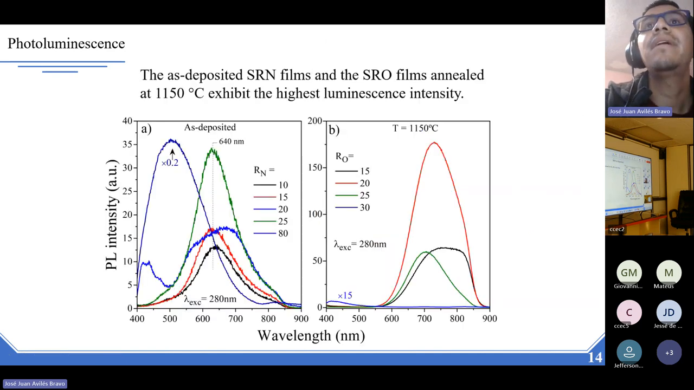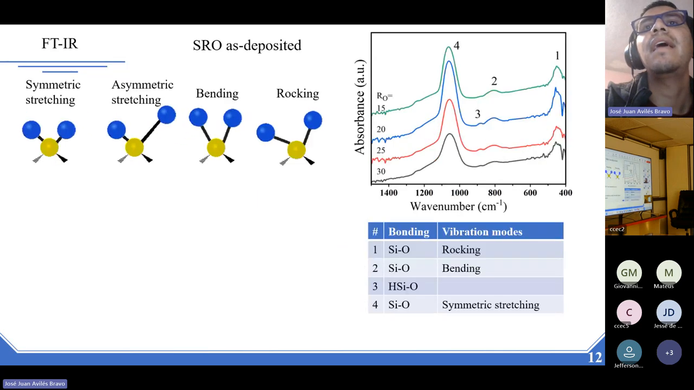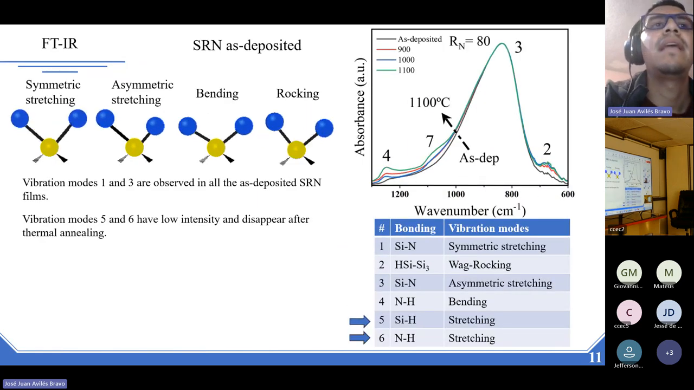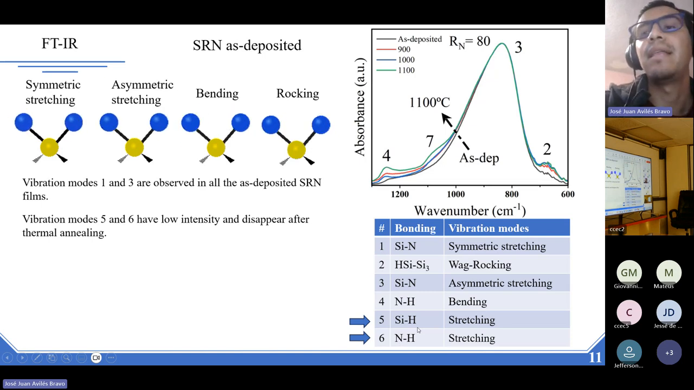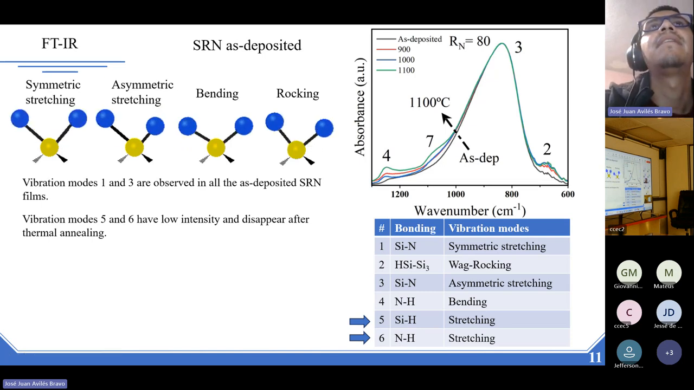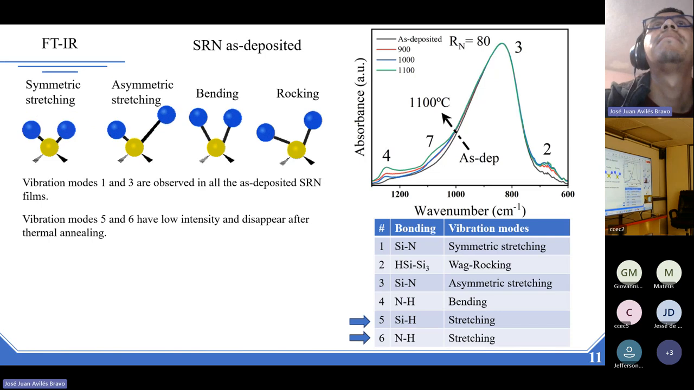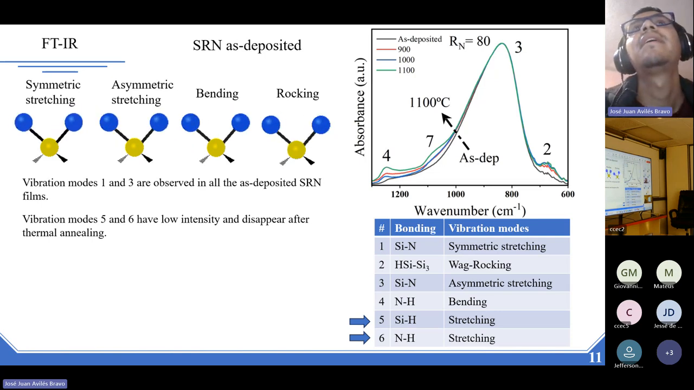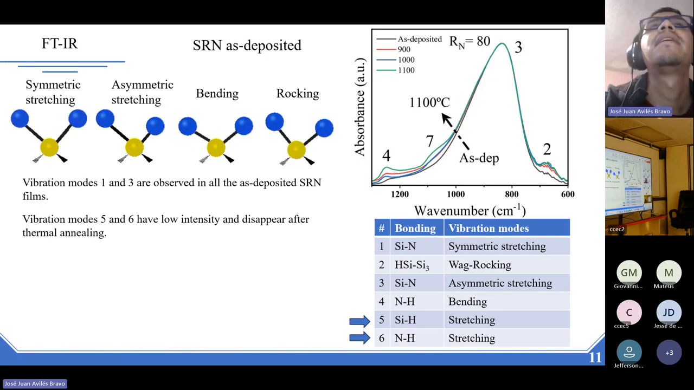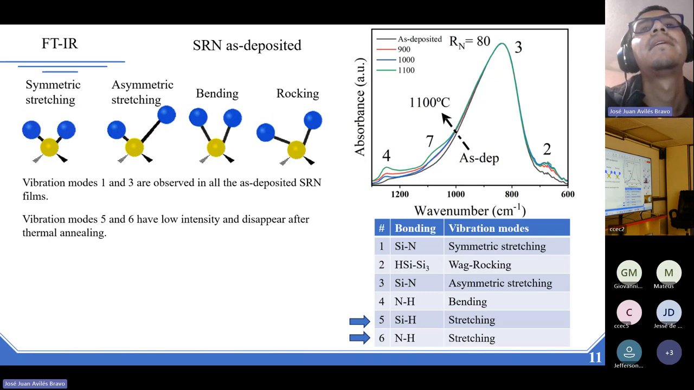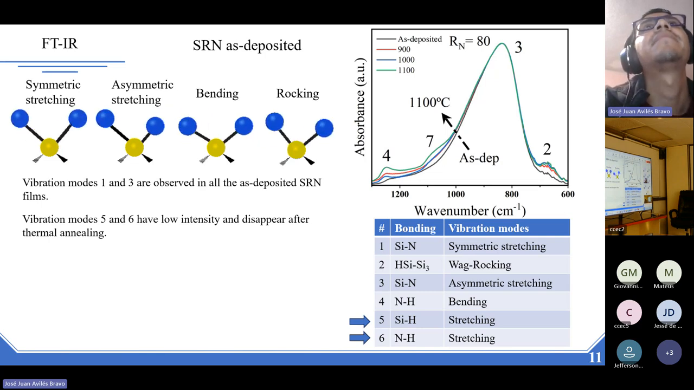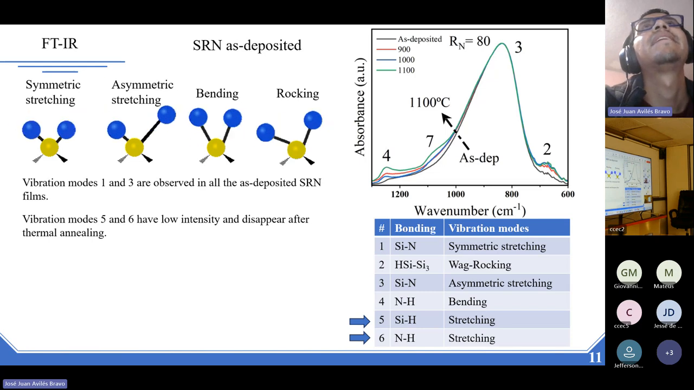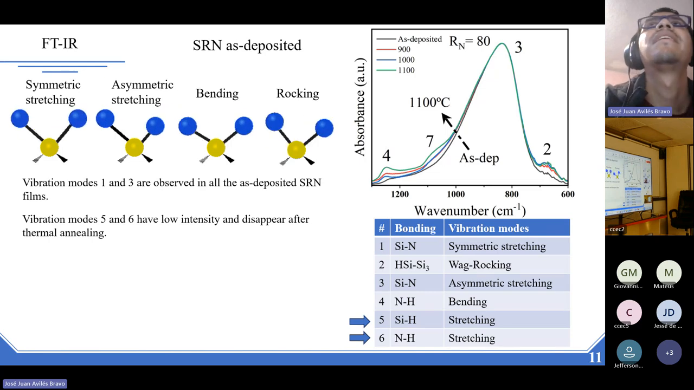At high temperature, the hydrogen disappears from the dielectric matrix. The hydrogen present in these films could passivate non-radiative defects. So the hydrogen disappears after thermal annealing, and these defects no longer contribute to the photoluminescence intensity. Gracias.